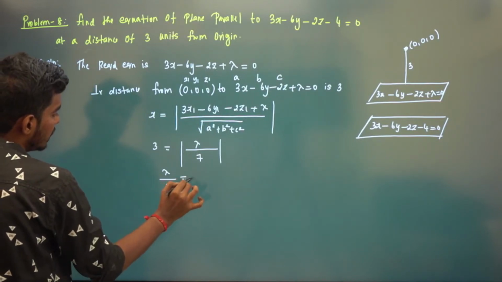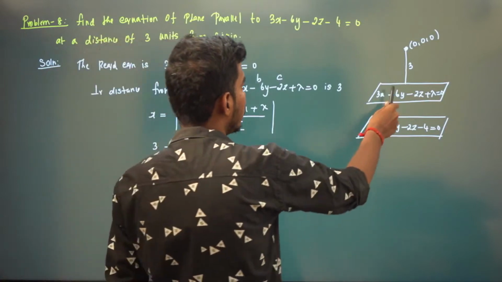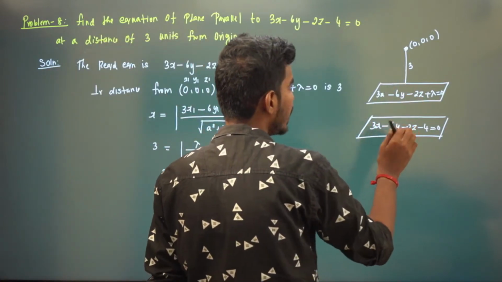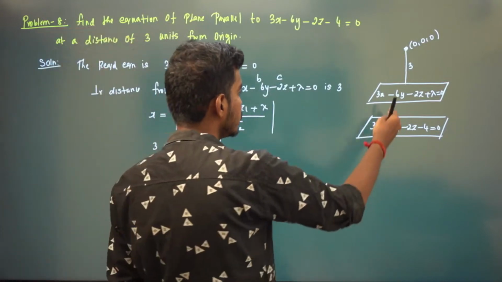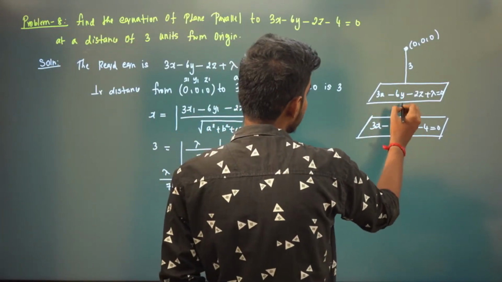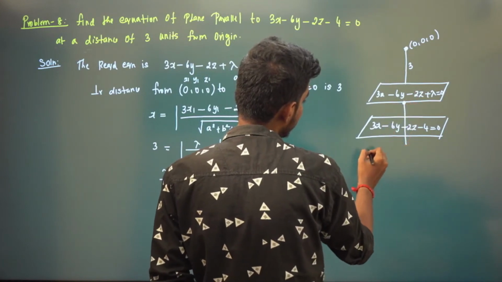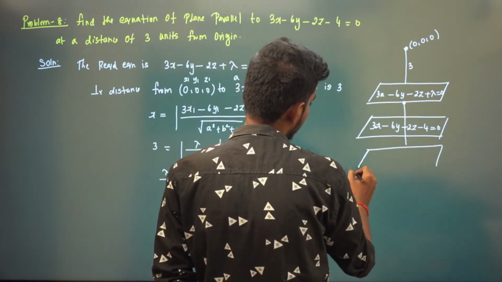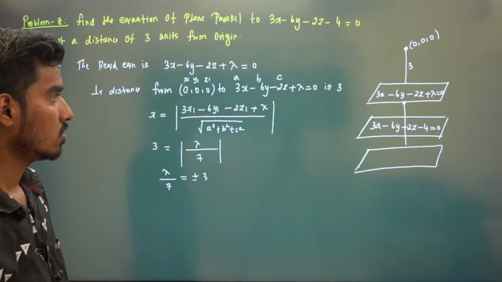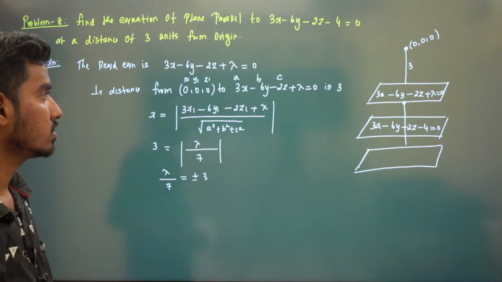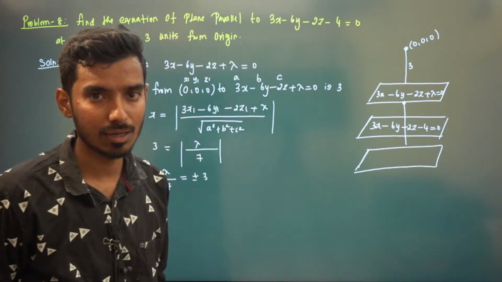That means lambda by 7 is equal to plus or minus 3. See, we will have two planes. Yes or no? One plane is this. We will also have some other plane in the other direction, right? This distance is minus 3. Yes or no? So we will have two planes. 3 units means the distance can be 3 or it can be minus 3 also.